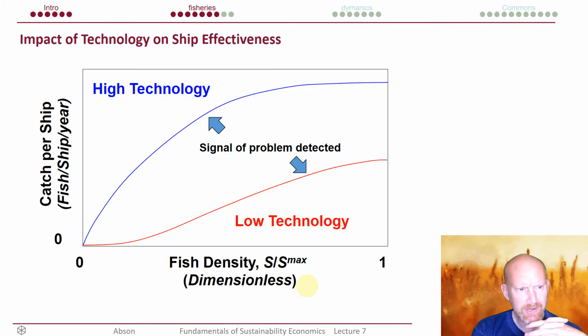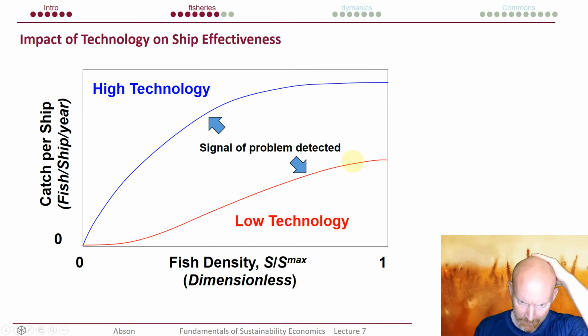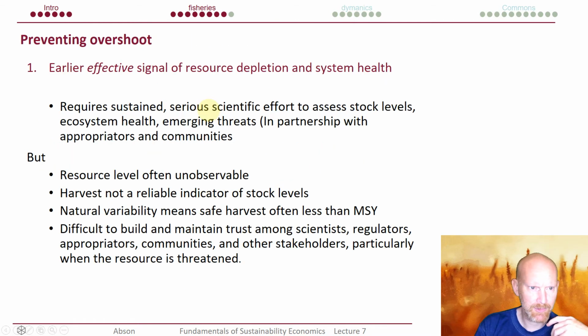So again, this is the point I was already making about the impact of technology on ship effectiveness. When you have low technology and your stock of fish starts to decline, you notice that relatively rapidly, and in theory you can put in preventative measures to stop that decline continuing. But with high technology, you tend not to notice the decline as quickly, and you're locked into that trap, and then you have this dynamic which is difficult to escape.